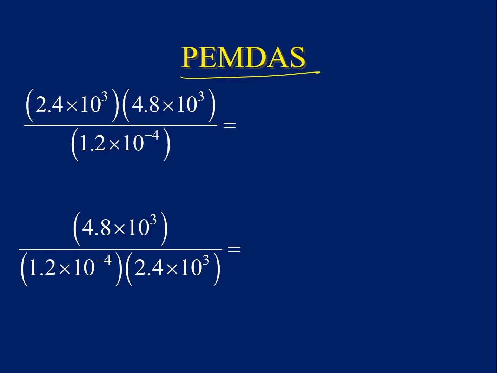2.4 E3 times 4.8 E3 divided by 1.2 E negative 4. Okay, 9.6 times 10 to the 10th. Okay.